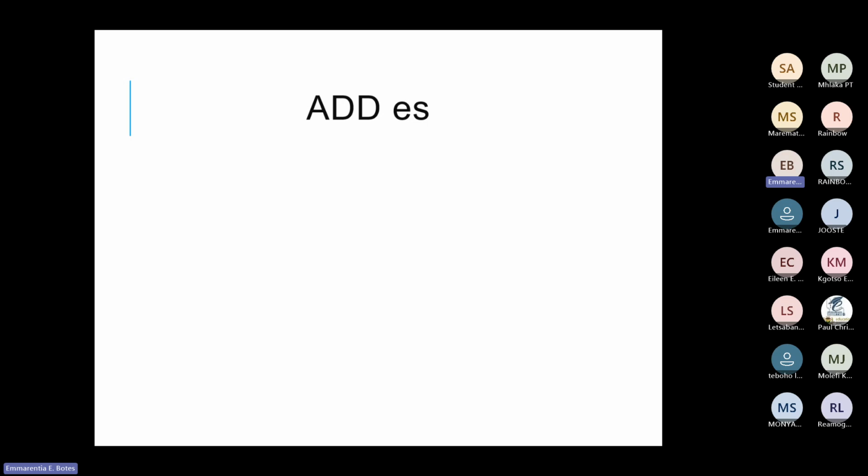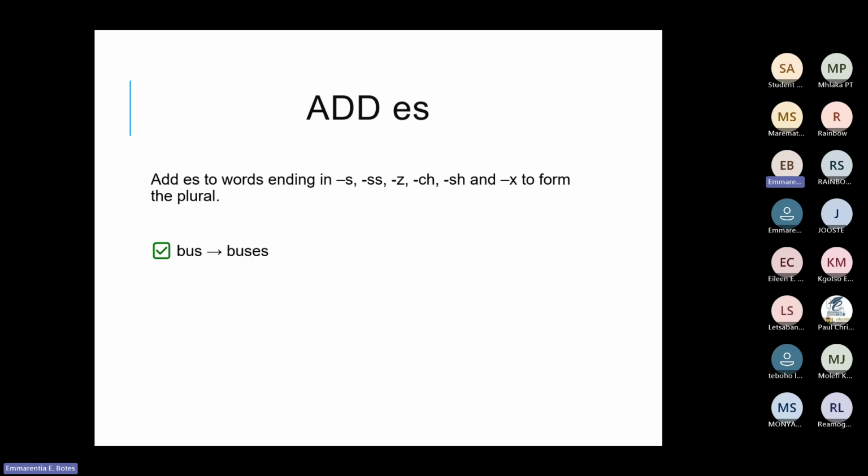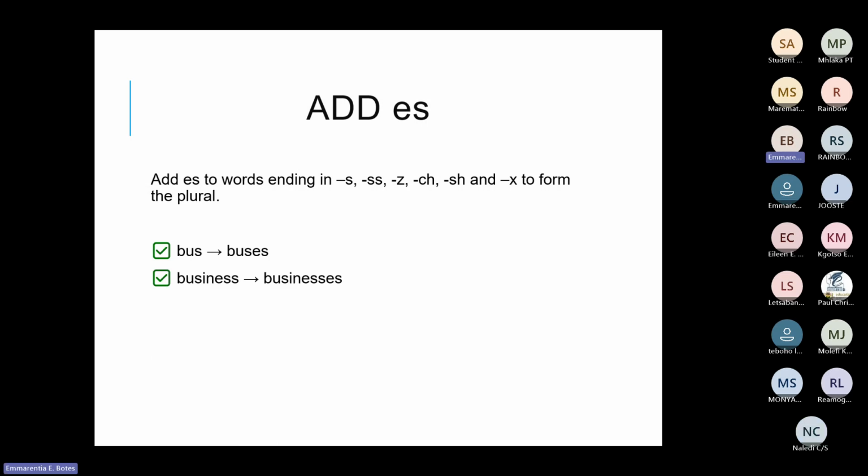Our next one, we add ES. So you add ES to words ending in S, double S, Z, CH, SH, and X to form the plural. Let's look at the examples. Bus, buses. So you only add ES. Business, businesses. We add ES.